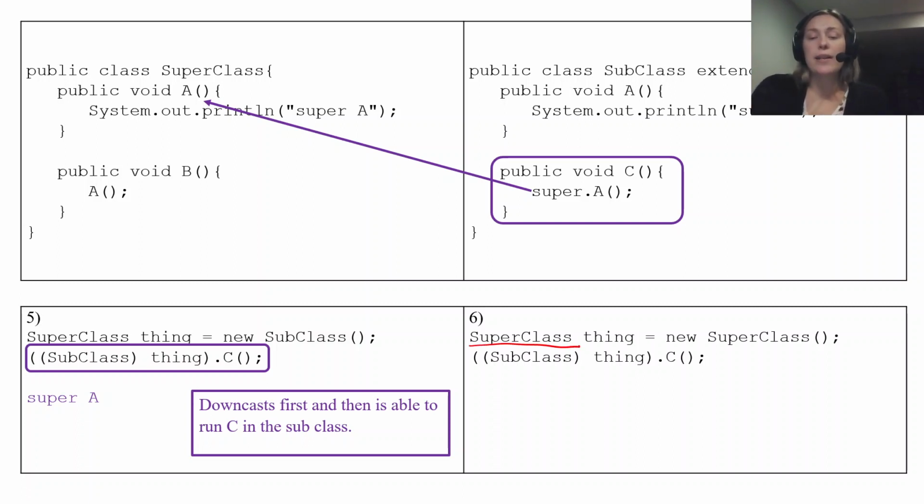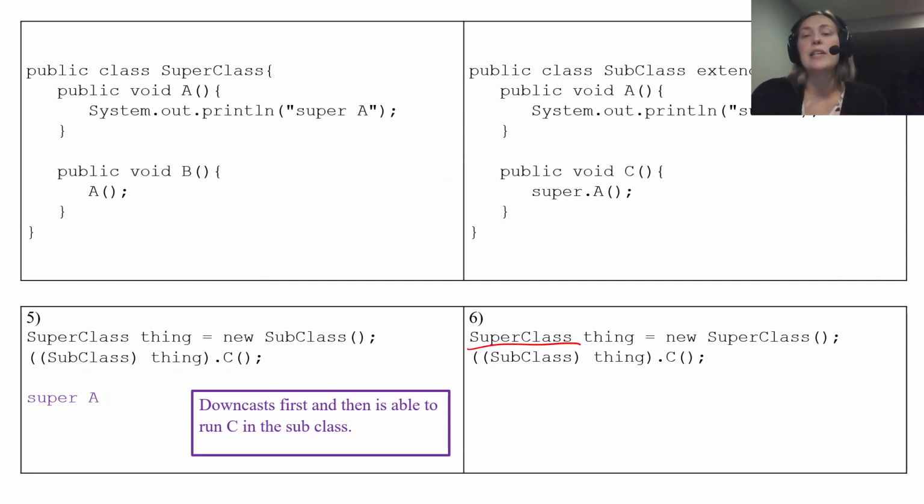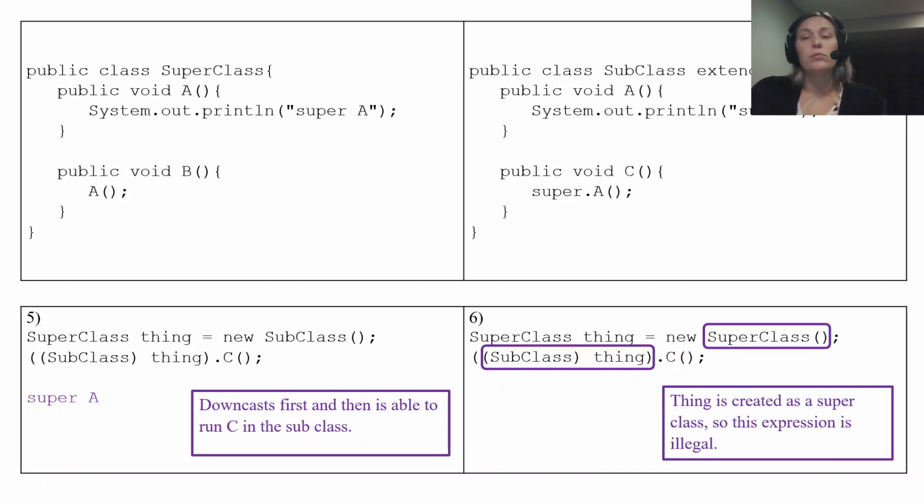Here, superclass equals new superclass, so there's no upcasting. But here I say subclass thing.c. Okay. Is that legal? Nope. Because I always know this question comes up. You're created as a superclass. If you try to explicitly cast anything under your super, it won't work. Illegal. Okay? This does not work.